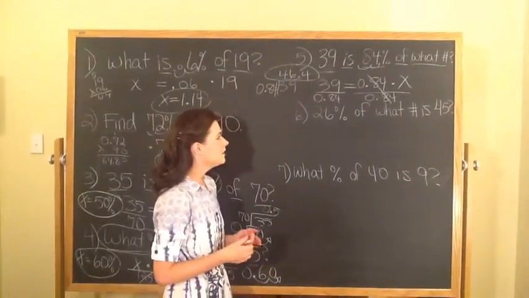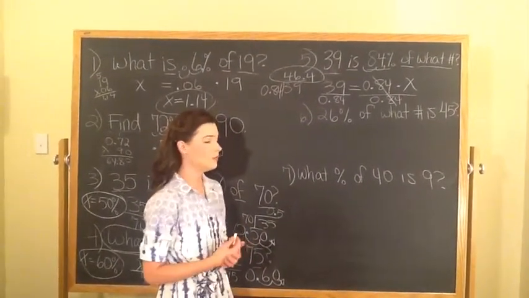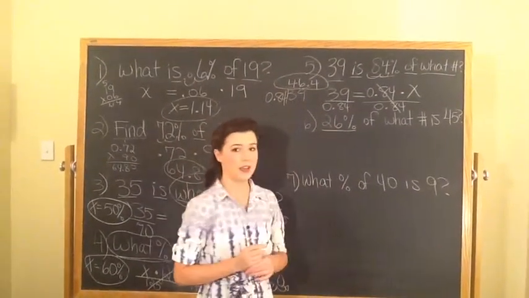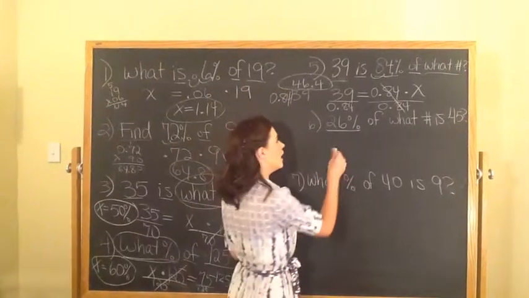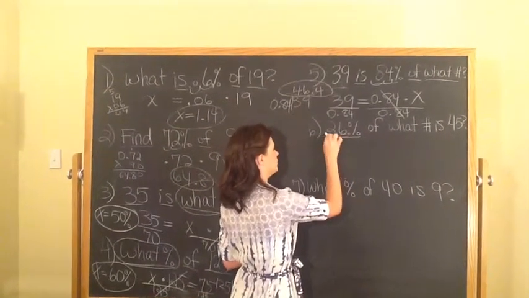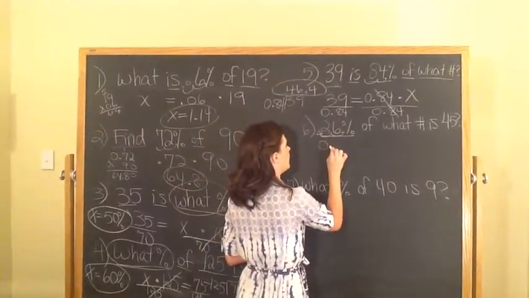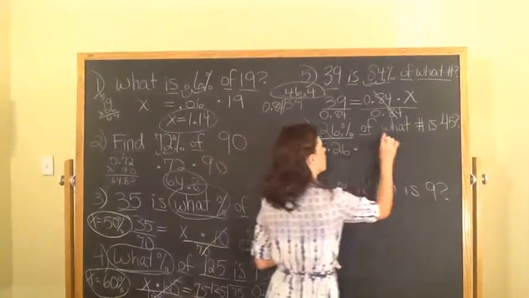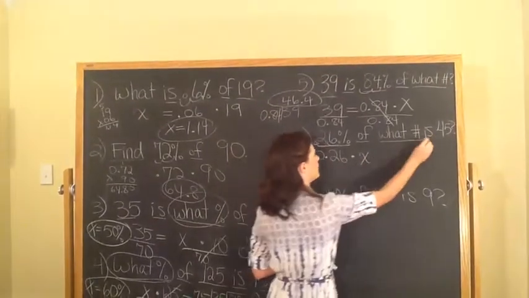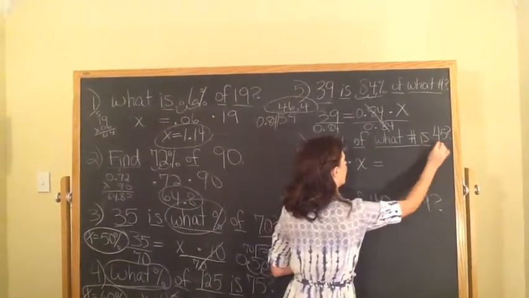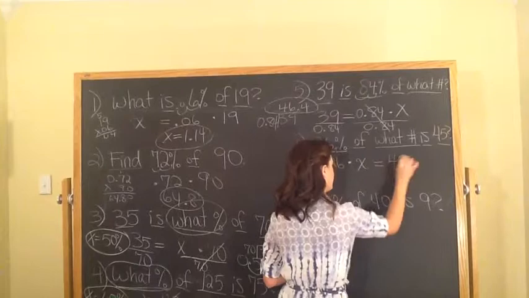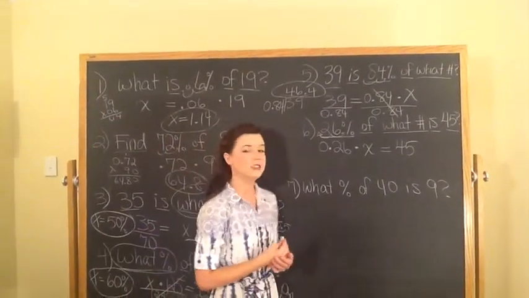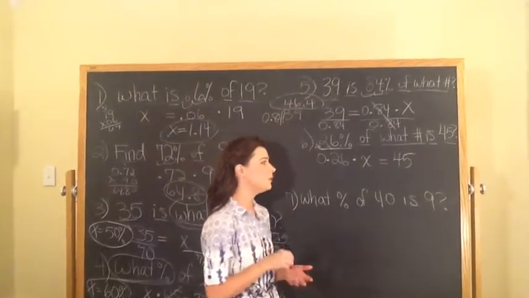Alright, number 6. It says 26% of what number is 45? So let's take it word by word. First of all, we have 26%. Now we got to change our percent to a decimal. Let's move our decimal 2 places to the left. 0.26. Of means multiply. What number means our variable. Is means equal. And 45 is just 45. So now our whole 26% of what number is 45 turns into 0.26 times X equals 45.